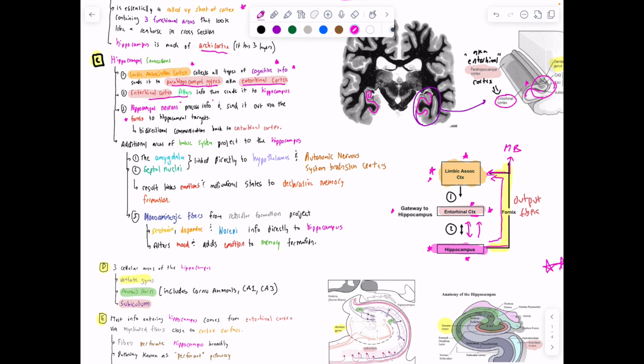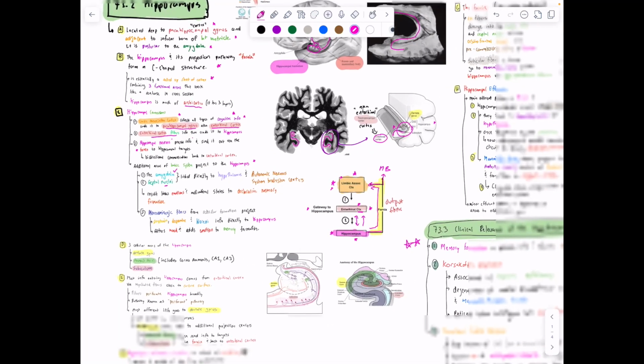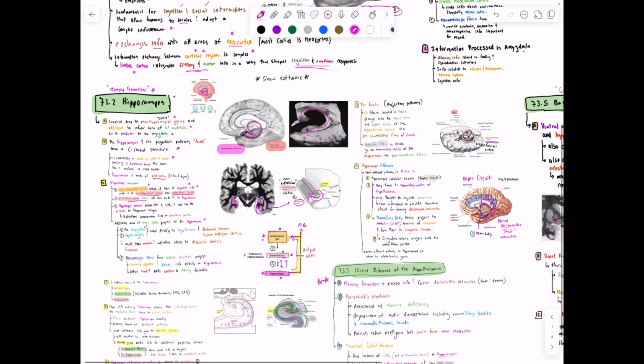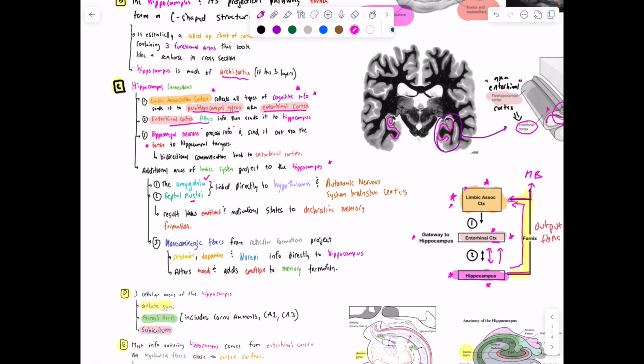Okay, so additional areas of the limbic system project to the hippocampus, because it's not just the limbic cortex. We have the amygdala, right? We saw those little masses in front of the hippocampus, and then the septal nuclei of the basal forebrain, as we'll find out. Those are linked directly to the hypothalamus and then the autonomic nervous system brainstem centers. But these two are both going to send information to the hippocampus. And so the result of our fear center and the septal nuclei is you're going to link emotions and motivational states to declarative memory formation, which is the main purpose of the hippocampus.